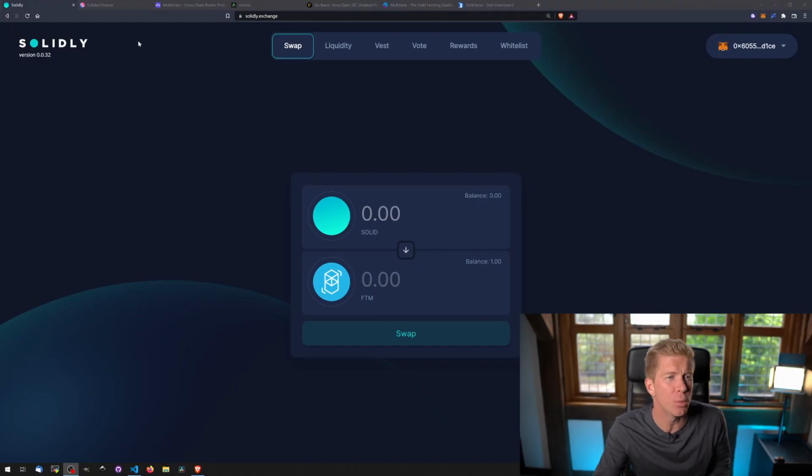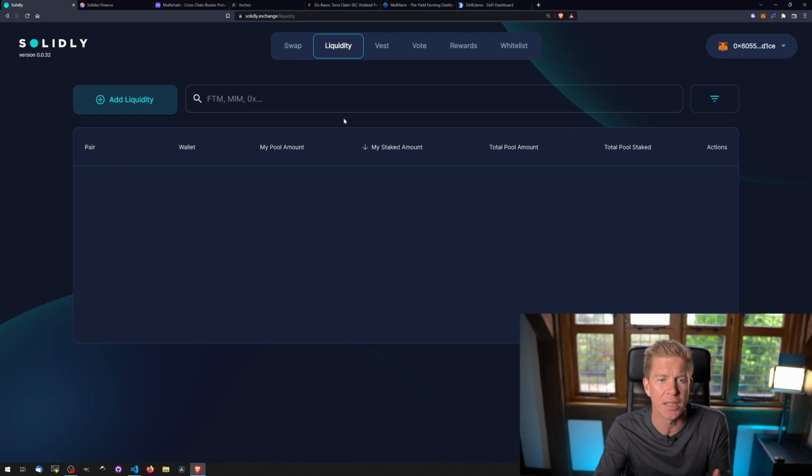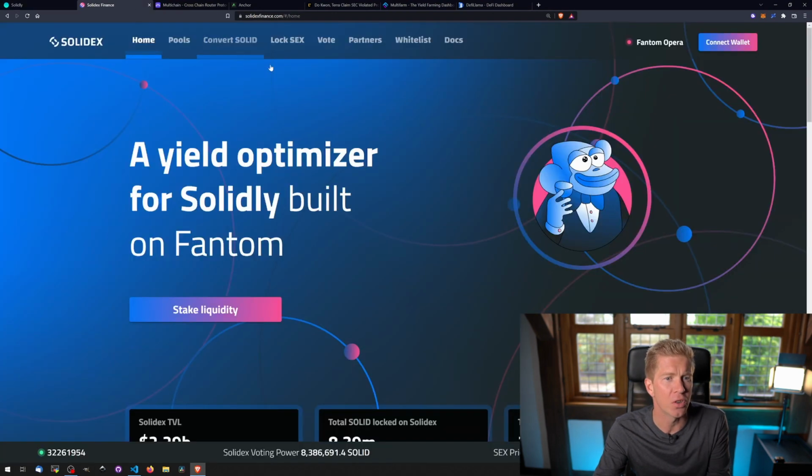So the first project I'm going to talk about is Solidly. Solidly is a new automated market maker or a decentralized exchange which was built by Andre Cronje, one of my favorite people in the space. This was launched in January and the rewards have just gone live in the last couple of weeks. For me, I think the best opportunity here is rather than investing directly in Solidly and providing liquidity in their liquidity pools, I think Solidex Finance offers better risk to reward.